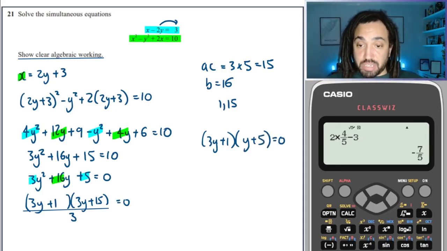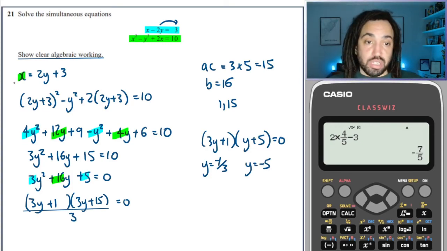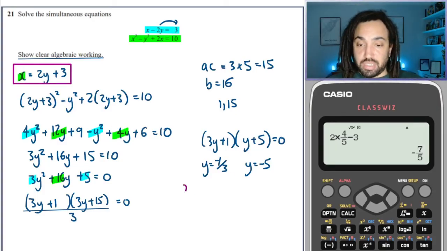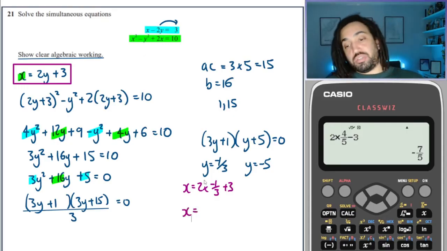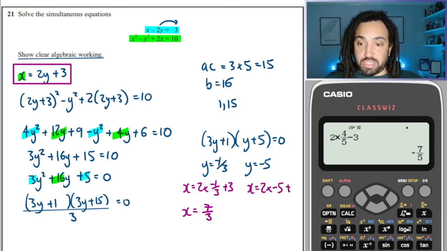So if this is equal to 0, then it means y must equal minus a third. And if this is equal to 0, it means y must equal minus 5. We then go back to the start where we rearranged for x, and that's going to help us find the corresponding x value. So the x value, you times the y value by 2, and then you plus 3. So this will give us 7 over 3. And for this one, we times the y value by 2, and then we plus 3. So minus 10 plus 3 is minus 7.